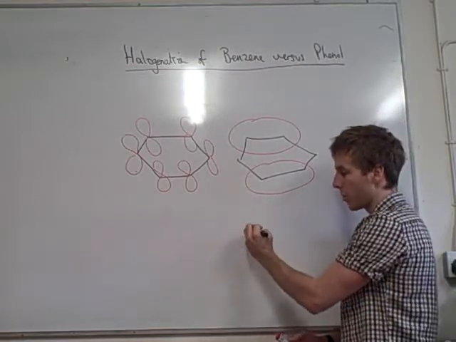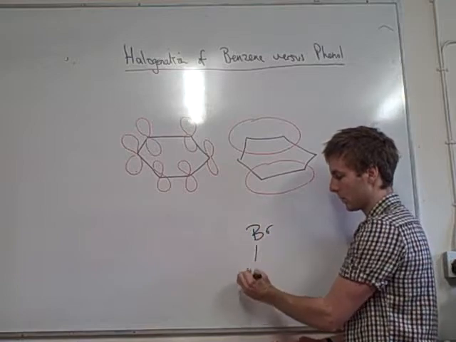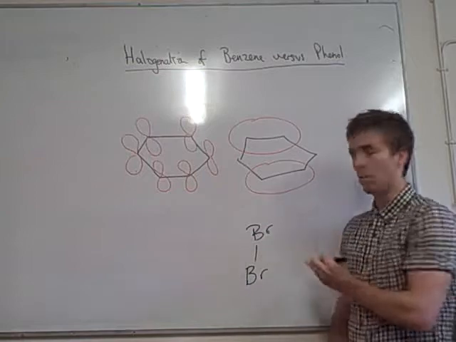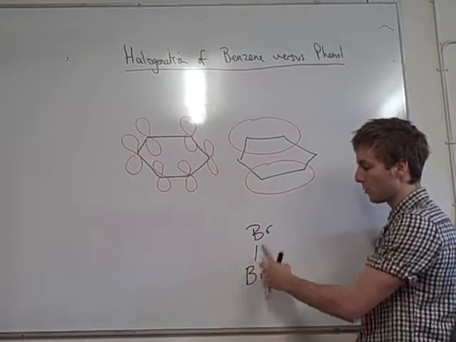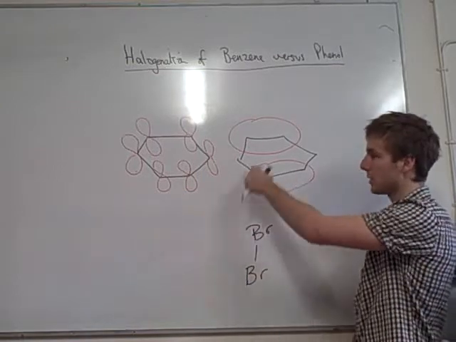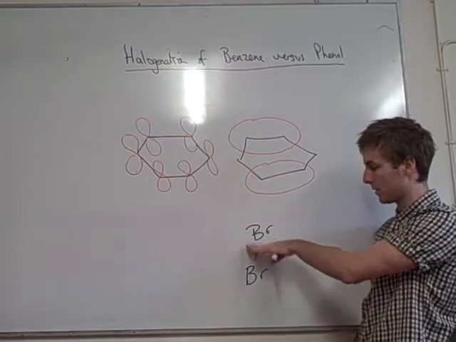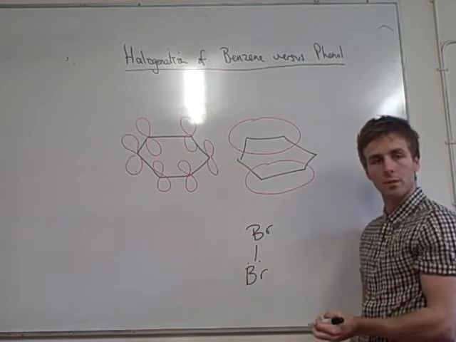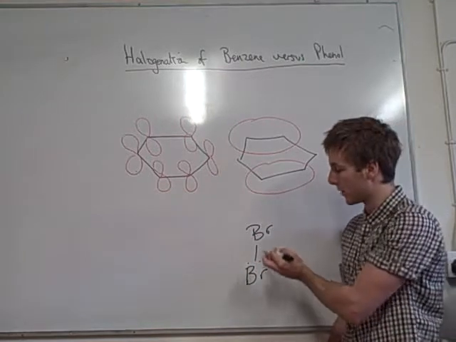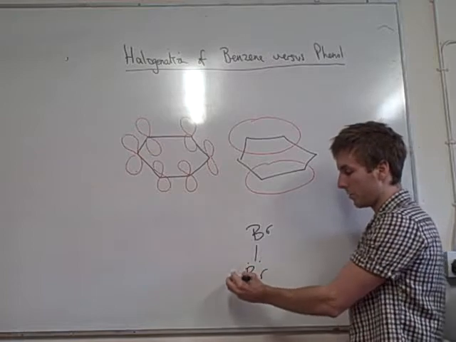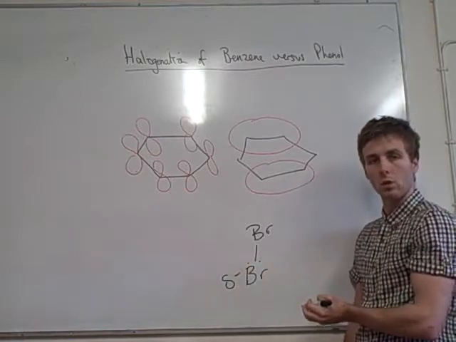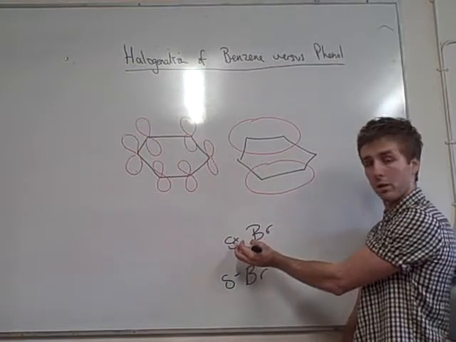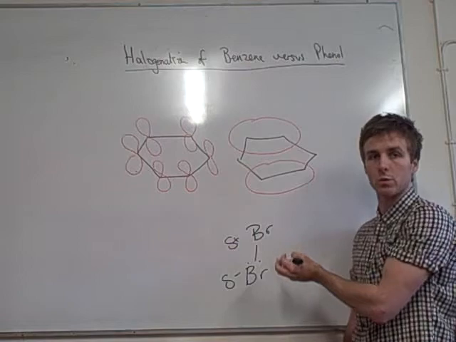Now, when it's reacting with bromine, what it needs to do is induce a dipole in my bromine molecule. So as the bromine approaches, the electrons in the ring push the electrons in this bond down. So rather than being in the middle, the electrons are closer to this bromine. Now the charge of an electron is minus, so this bromine gets a negative dipole and this bromine gets a positive dipole. And then, because that's positive, my ring can attack it and react with it.